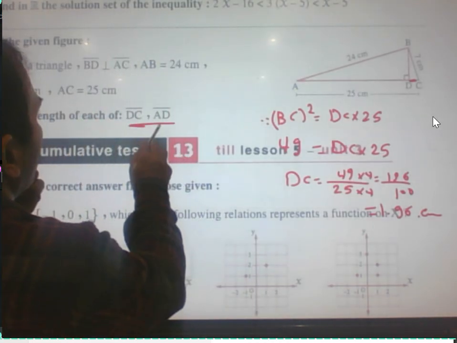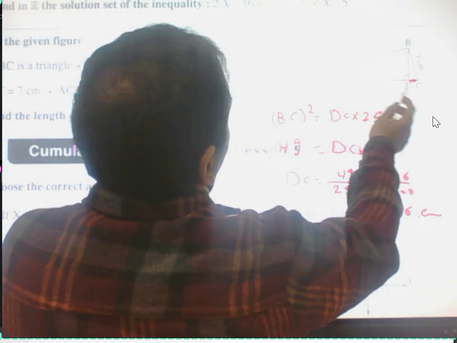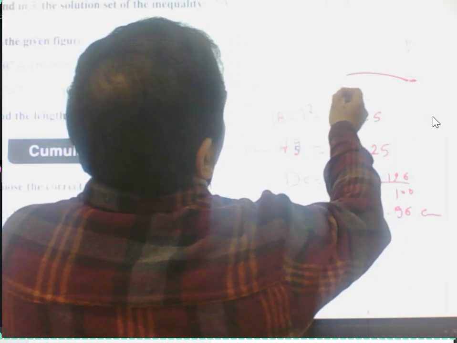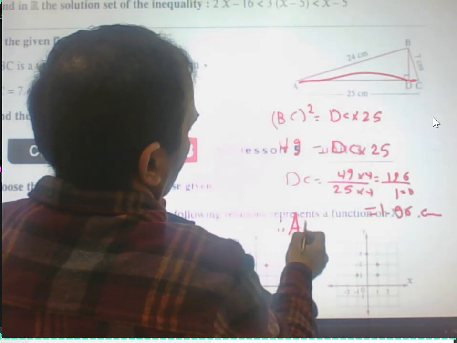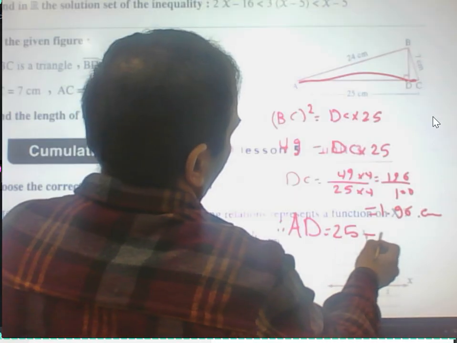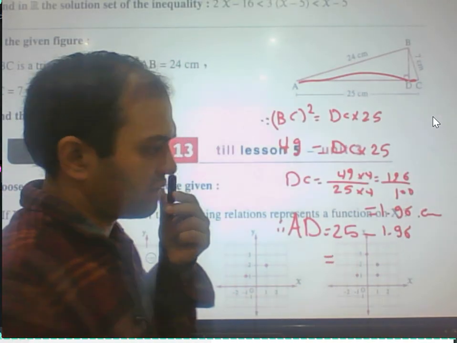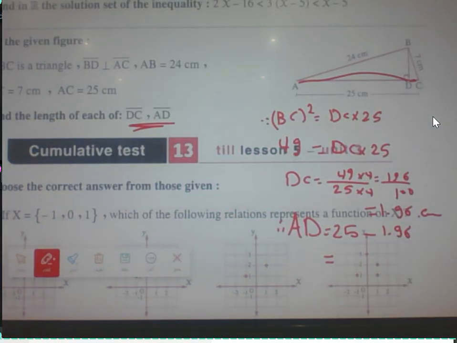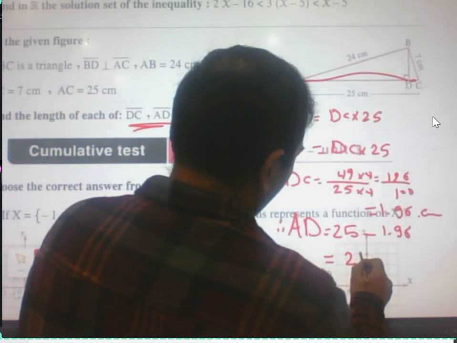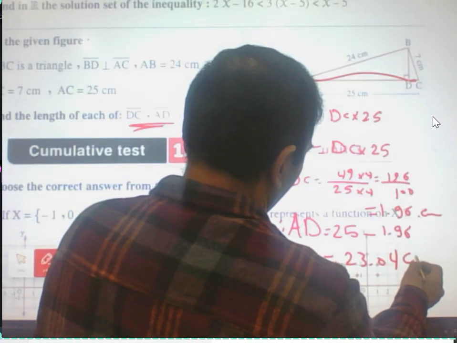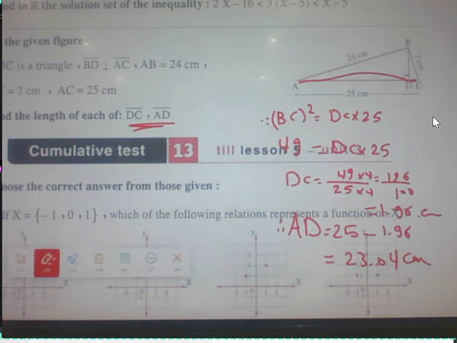Now he wants to find also AD. Yes, it's the difference. Then AD will be equal to 25 subtracted by 1.96. We can write the difference between them, 25 subtracted by 1.96. The result will be 23 and 4 hundredths, 23 and 4 hundredths centimeters.